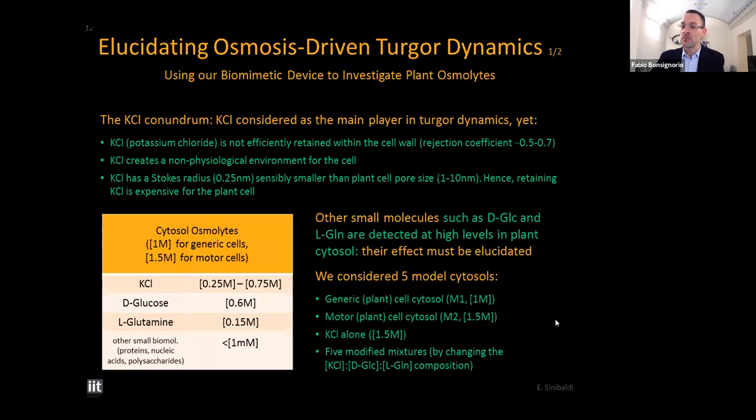And this opened the possibility to use this device to investigate the natural system, the natural plant osmolytes, for which there are still many open issues today. Amongst them is the so-called potassium chloride conundrum. Potassium chloride in the literature has been considered, and is still considered, the main player, almost the only player, for actuation.